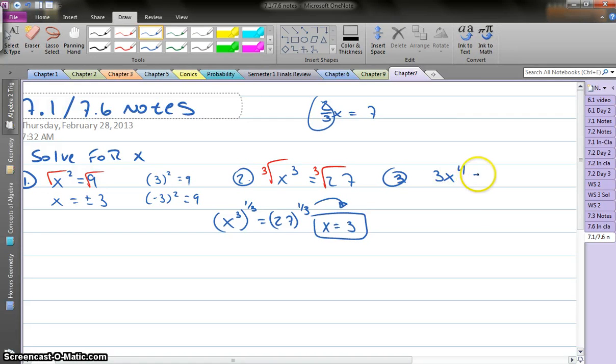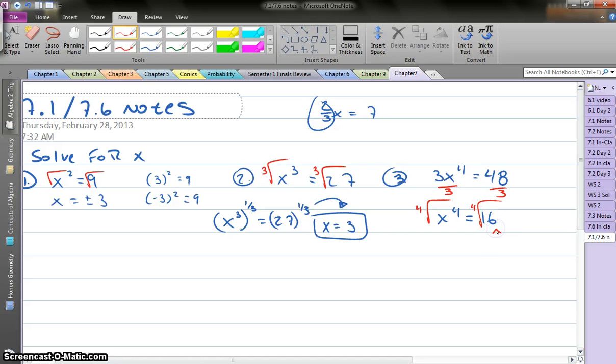But let's say we had 3x to the fourth power equals 48. Now, before you do anything, you have to get your x term by itself. So let's divide by 3 and get that out of there. So I have x to the fourth power equals 16. Now, again, you can take the fourth root or raise to the 1/4 power, whatever's easiest for you. I'm going to take the fourth root here.